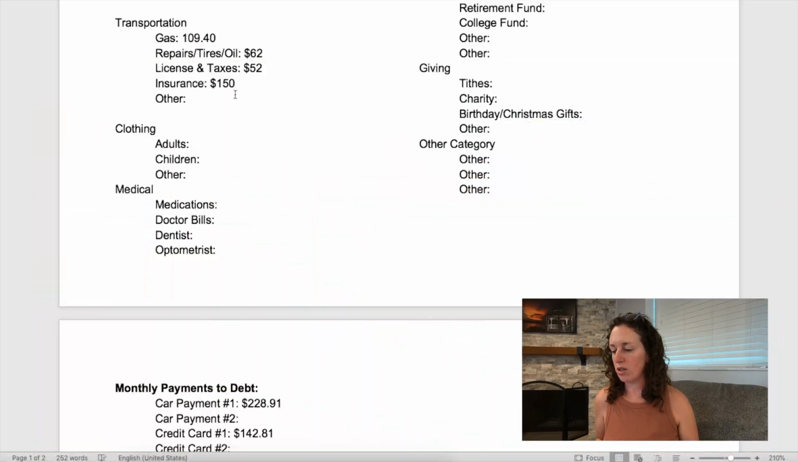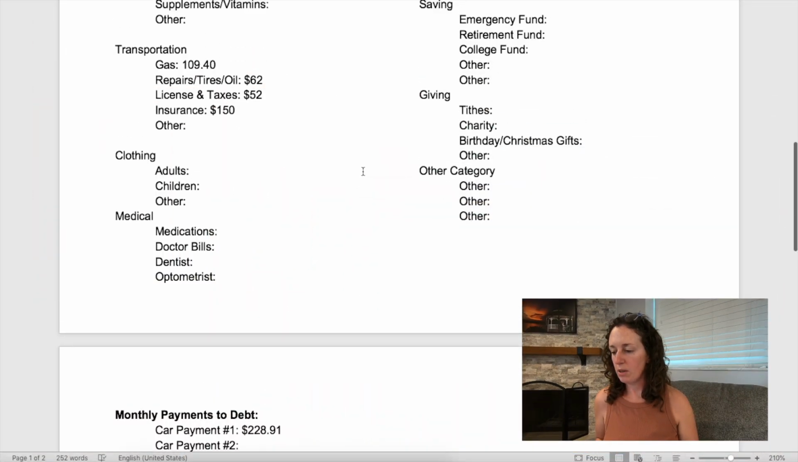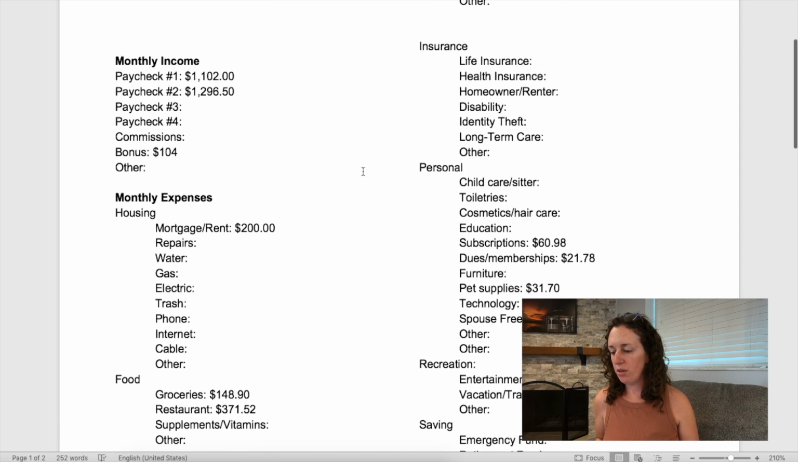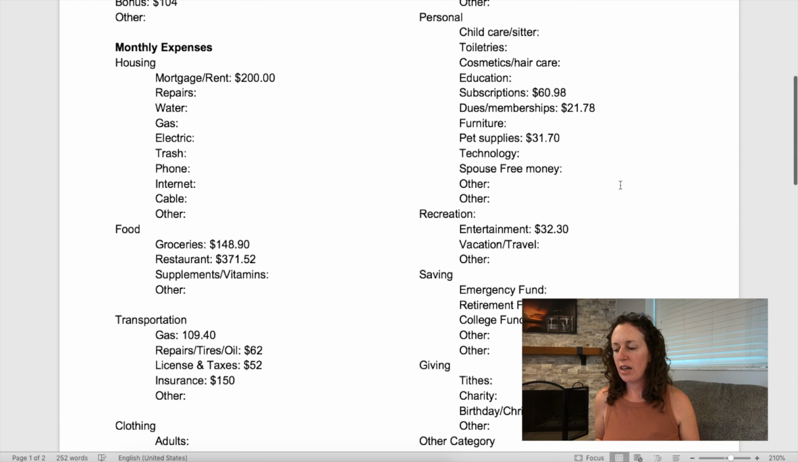So $150, I would definitely encourage them to possibly shop around. Just make sure that that's going to be the best deal for them and the best coverage. I don't give any advice on what coverage they should have, but if there's a way to find a better price, we can do that. Moving on to subscriptions, $61. I would say that's pretty typical. I usually ask them to break that out just for themselves.